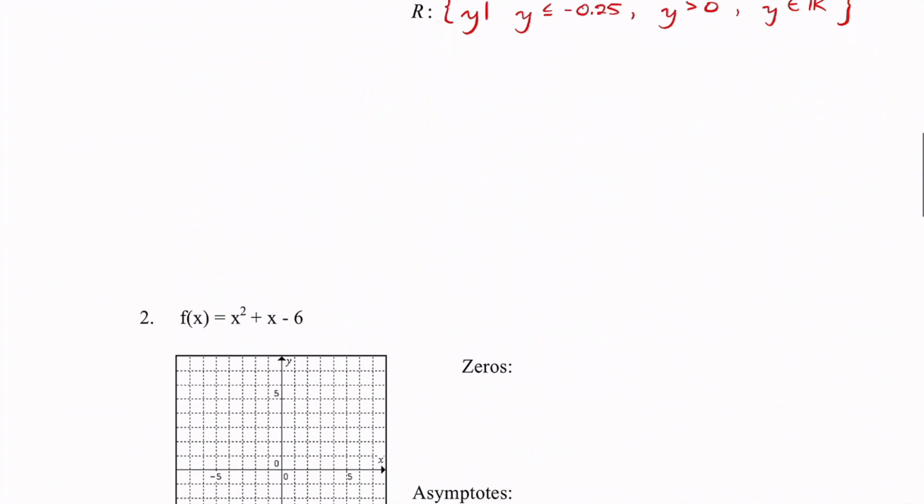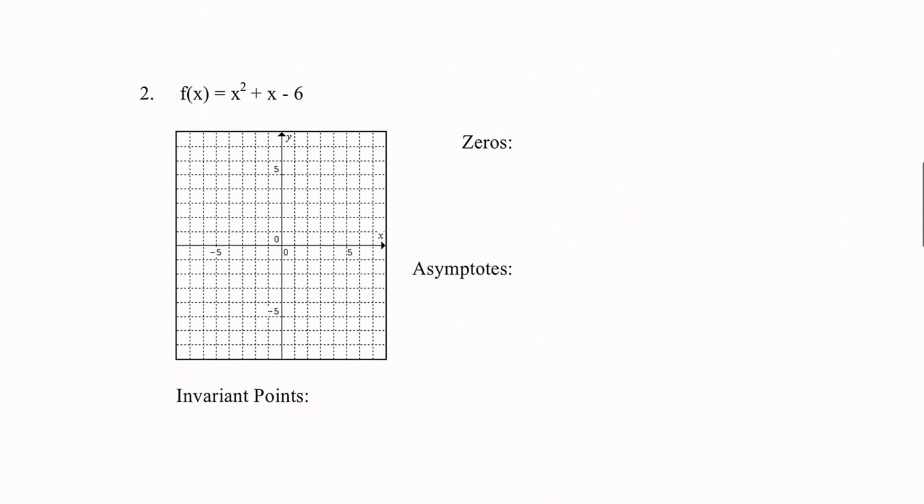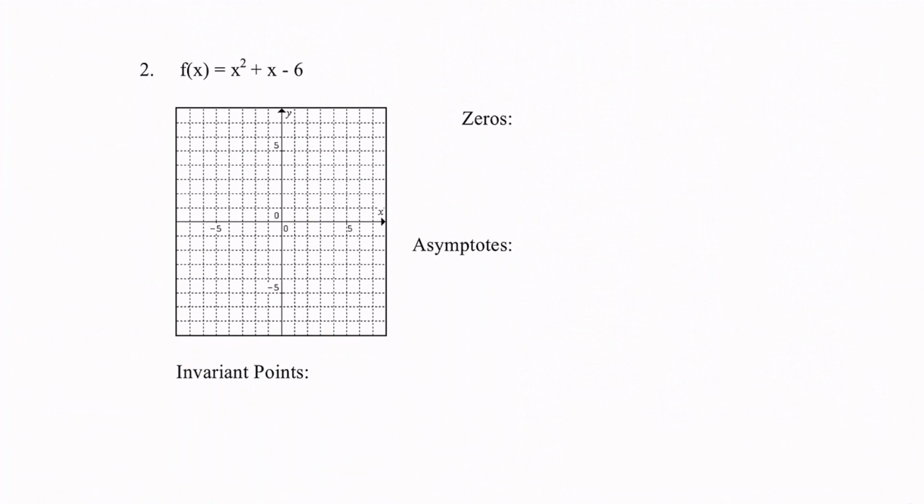We're going to go to our second one here, and if you want to pause the video and try to do this one on your own, you're welcome to do that. So again, we're going to first start with our zeros. So that's just taking our function here, setting it equal to 0. So it's going to be 0 equals x squared plus x minus 6. And then we'll solve this.